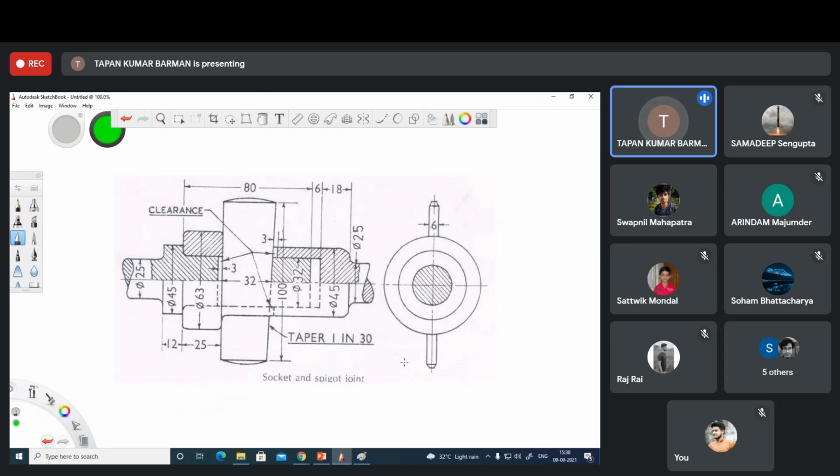So is it possible to draw two views for each component? Yes, sir, it's possible. With dimension? Yes, sir. Is it possible to do right now? Use your pen, your rough sketch. Okay, so can you do it now? Yes, sir. How much time will it take? The rough sketch, no?